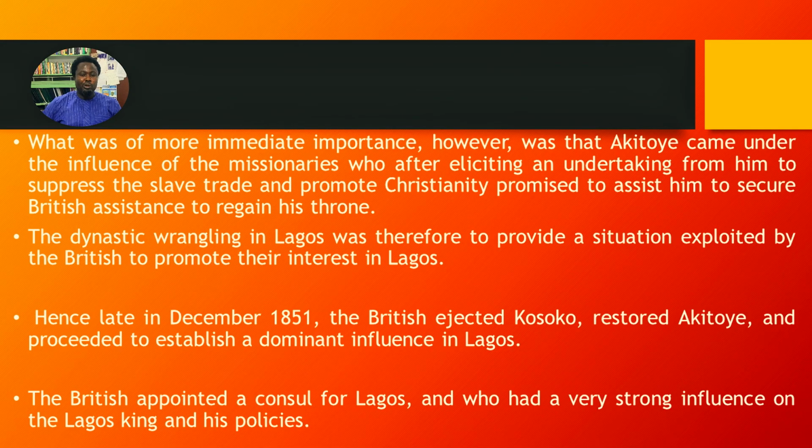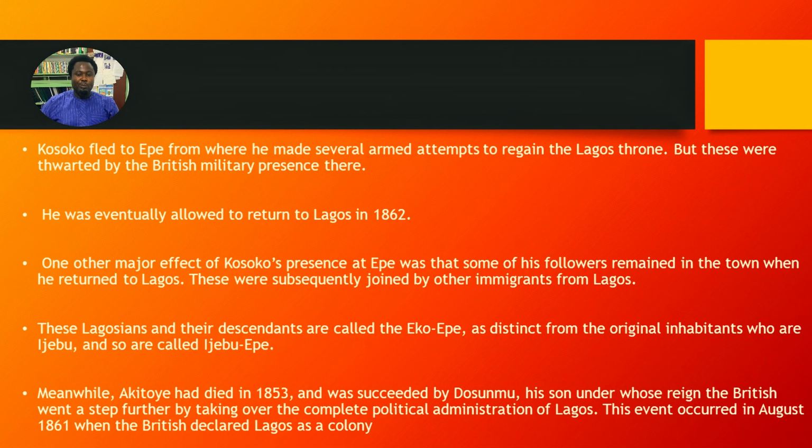king and his policies. Kosoko fled to Ekpe after his expulsion, from where he made several armed attempts to regain Lagos throne, but all of these were thwarted by the British military presence there. So he was eventually allowed to return to Lagos in 1862.